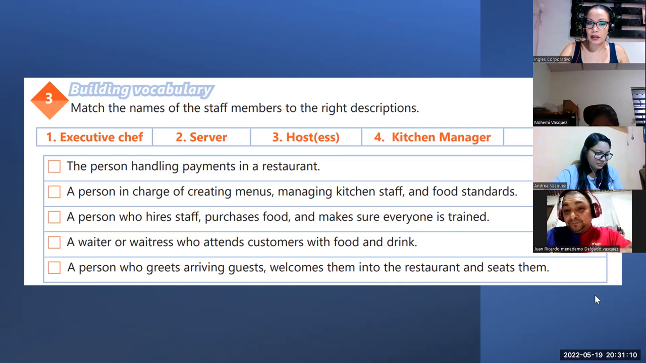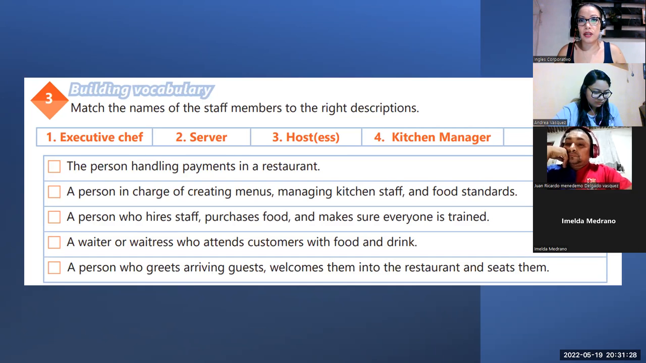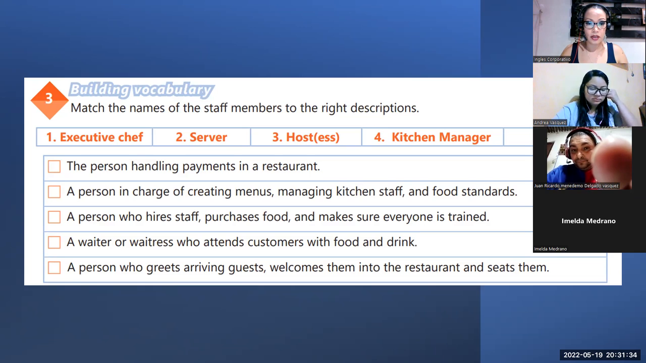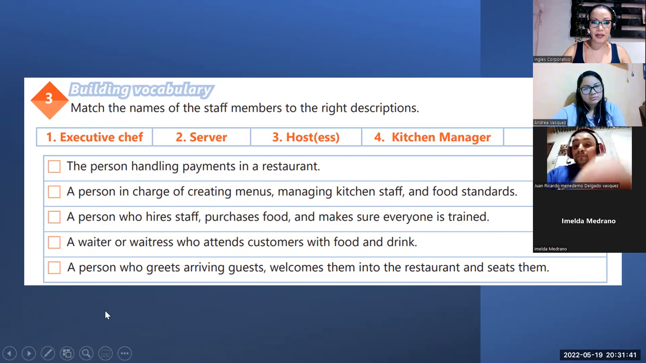A waiter or waitress who attends customers with food and drink is a server. Excellent. Thank you so much. And the last one? A person who greets arriving guests, welcomes them into the restaurant and seats them. That is the host or hostess. Very good. Thank you so much.